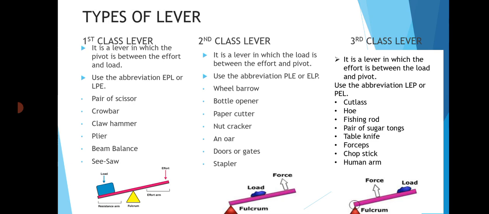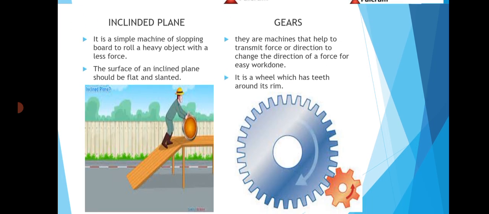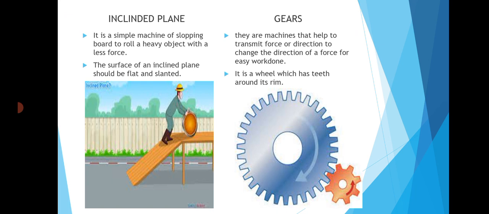The load is in the middle, the effort then, and the fulcrum, as already mentioned. The third class lever, we also see the fulcrum, the load in the middle, or the effort in the middle, and also the load at one end of it. So the effort rather is in the middle, the load at one end, and also the fulcrum at the other side as well. Let's proceed, learners. Since we're done with the levers, we are going to the other group as well, the inclined planes. What's an inclined plane? It's a simple machine of sloping board to roll a heavy load with less force.